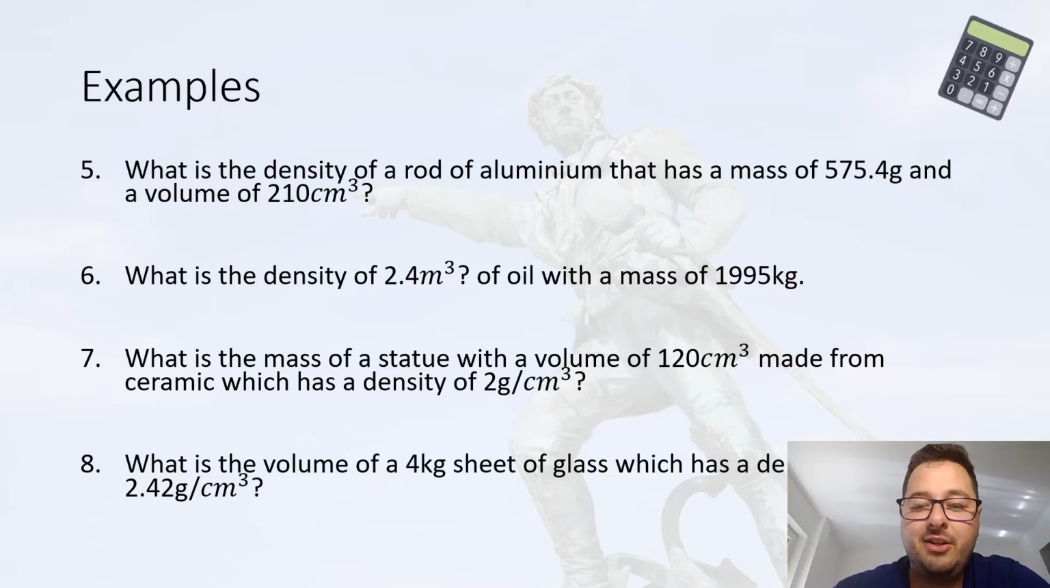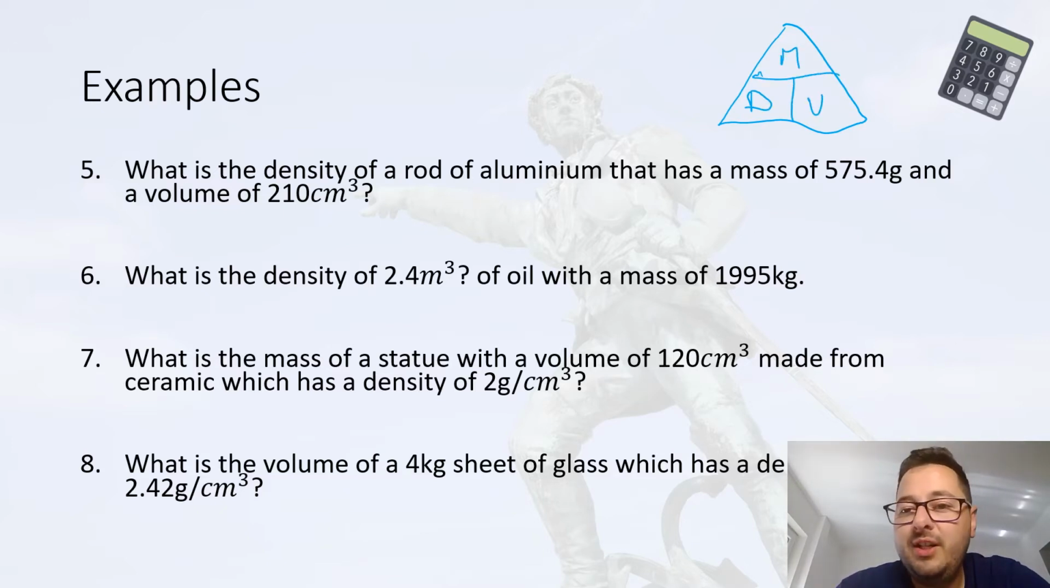This time you can use a calculator if you want to. So let's just draw out the formula again. Density is mass over volume. And feel free to pause the video and have a go. Otherwise, we'll do them together. Alright then, this is the first one. It says, what is the density of a rod of aluminium that has a mass of 575.4 grams and a volume of 210 centimeters cubed?